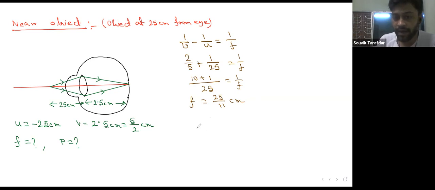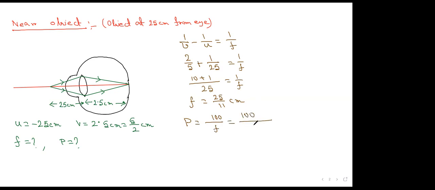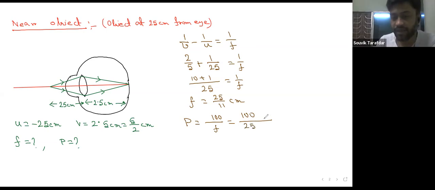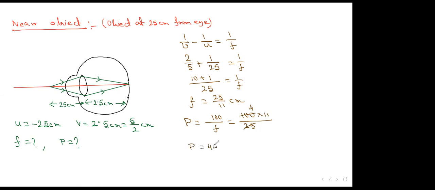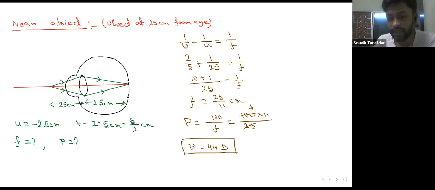Yes. Now, how much will be the power? P is equal to 100 by F. So 100 by F means 25 and 11 will go at the top. So 25 4's the 100. So P is equal to how much? 44 diopter. 44 D. Okay, 44 D. So this is the power when we see a nearer object.